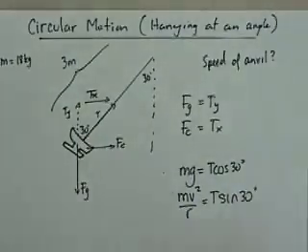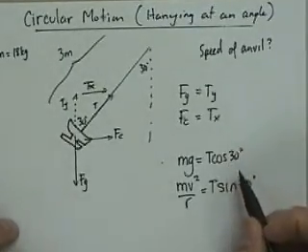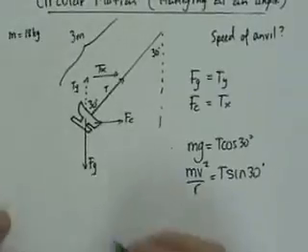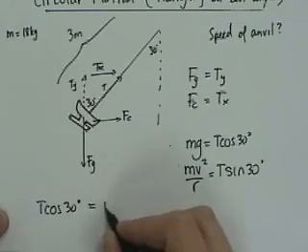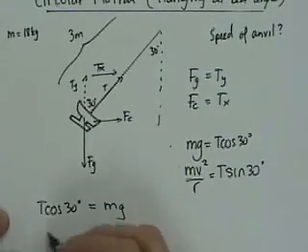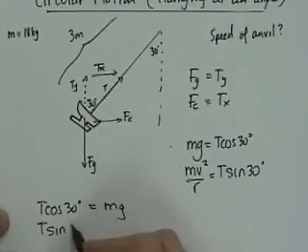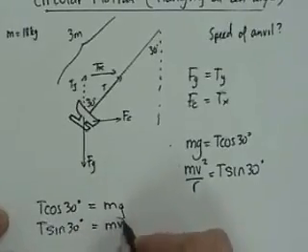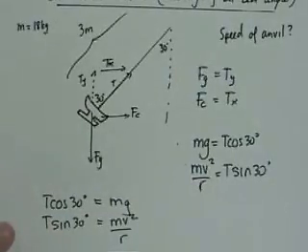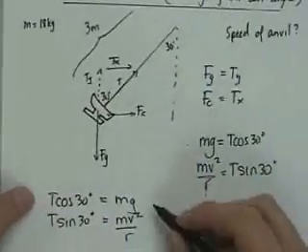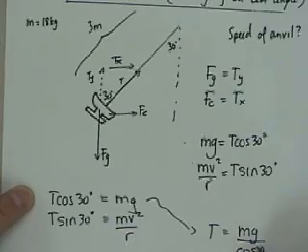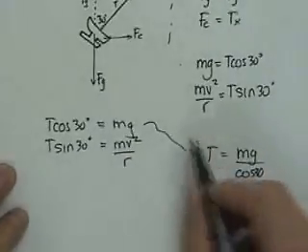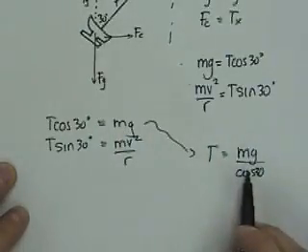T sine of 30. Okay, so now I don't want to work with this stuff on this side, so I'm going to flip everything around and bring it over here. So T cosine of 30 degrees equals mg, and T sine of 30 equals mv squared over r. Now I'm going to solve this top one for T. So that's going to give me mg over cosine of, I was going to say theta, but cosine of 30. So T equals mg over the cosine of 30.